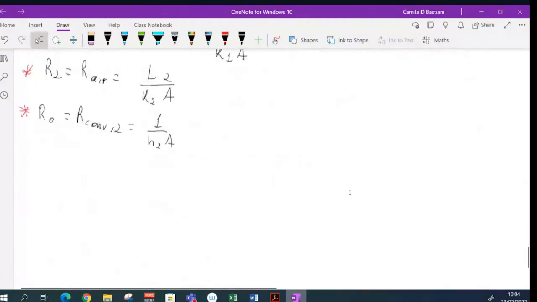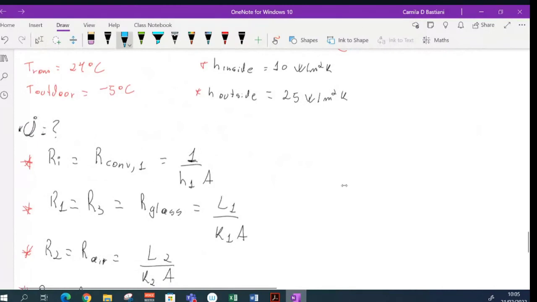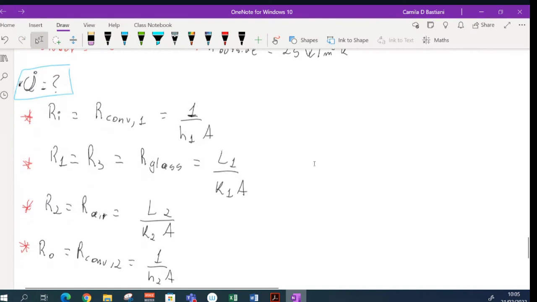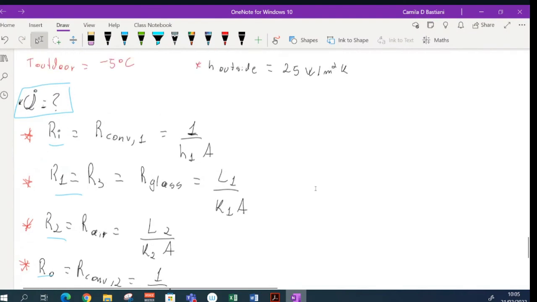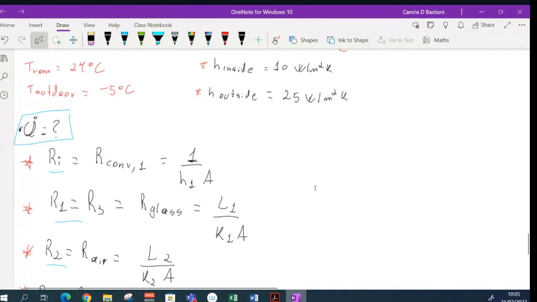And our main goal here is to find our Q. So to find our Q, we concluded that first we should find each one of the resistances and the total resistance of our system. We know that the steady rate of heat transfer through the glass is going to be Q equals my temperature in the inner side minus my temperature in the outer side, divided by my total resistance.